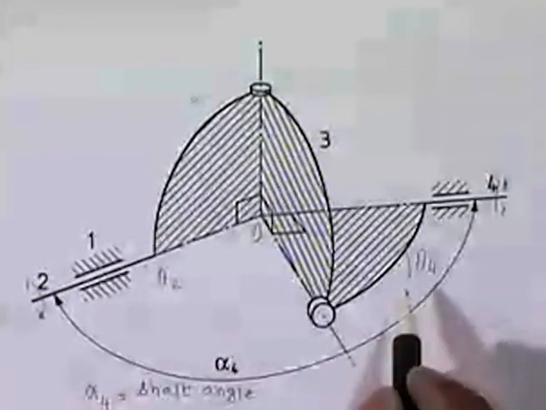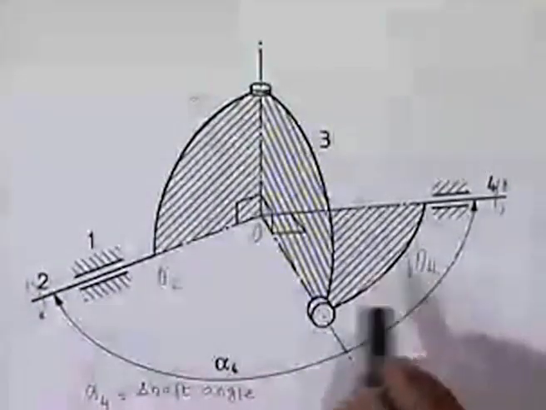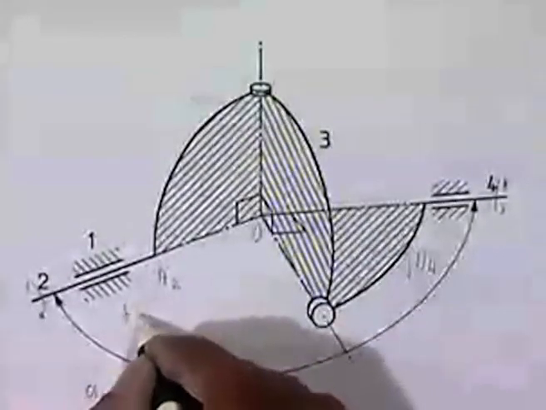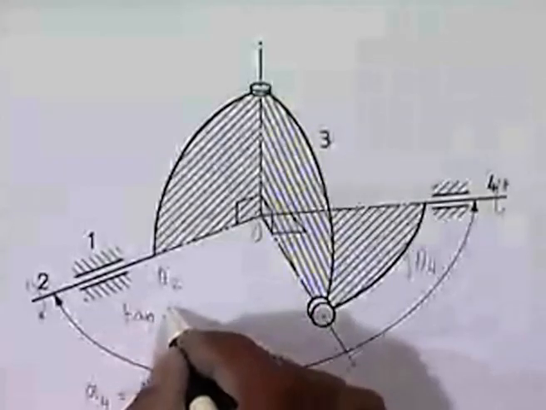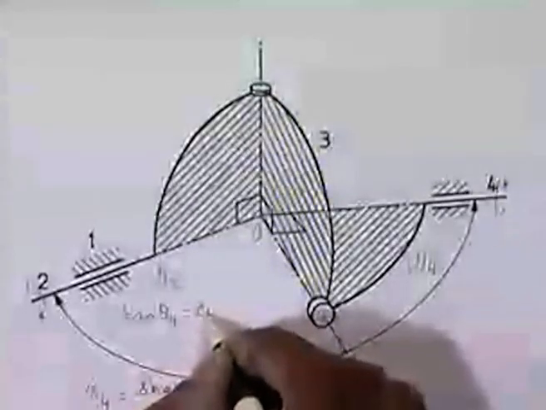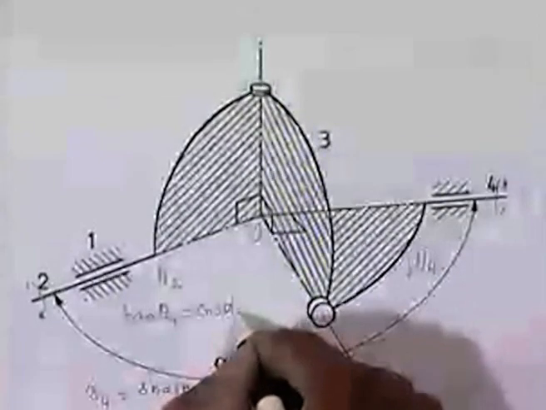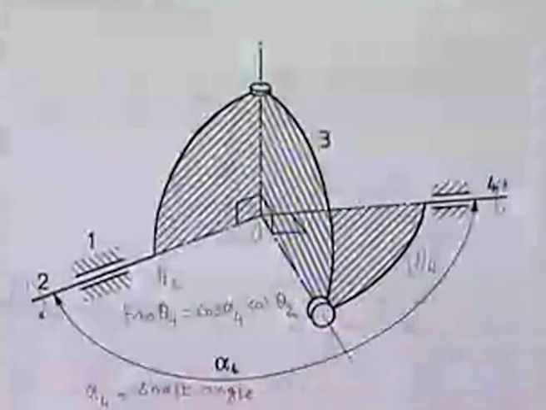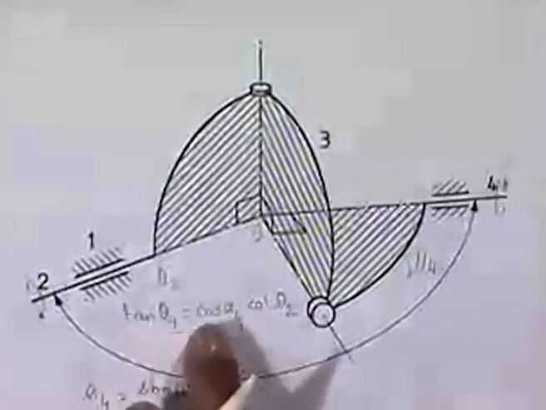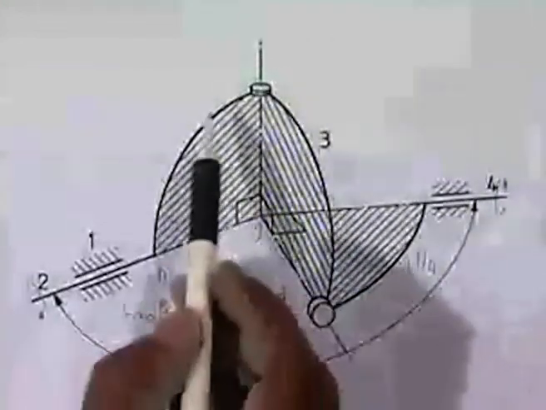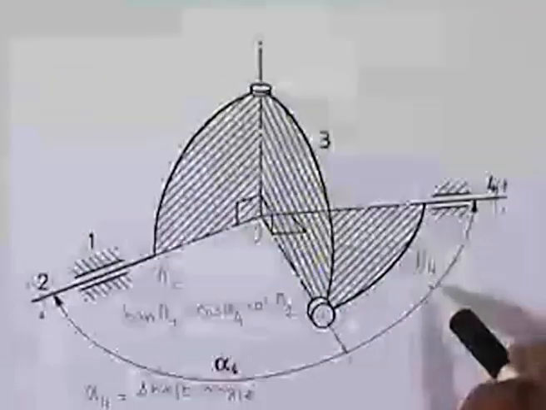It can be shown that the relationship between theta 4 and theta 2 can be expressed by the expression tan theta 4 will be cosine of the shaft angle alpha 4 into cotangent, cot of theta 2. So tan theta 4 is cos alpha 4 into cot theta 2. Theta 2 is measured this way and theta 4 is measured this way.